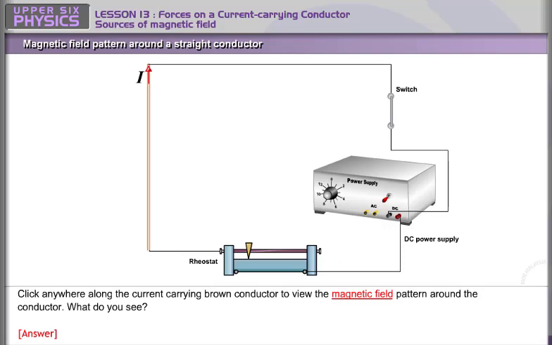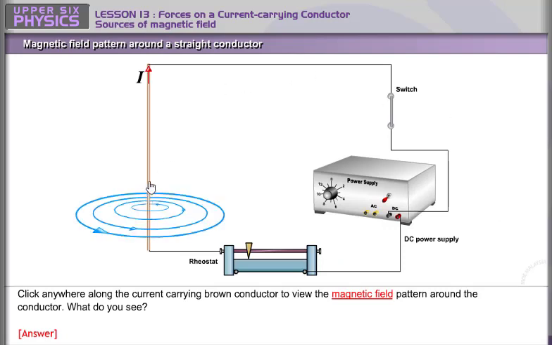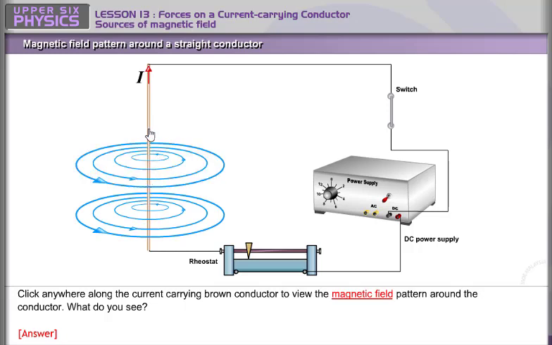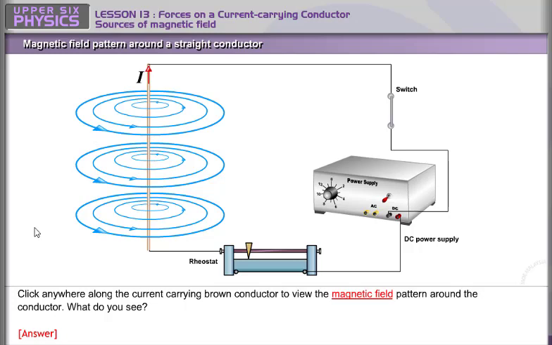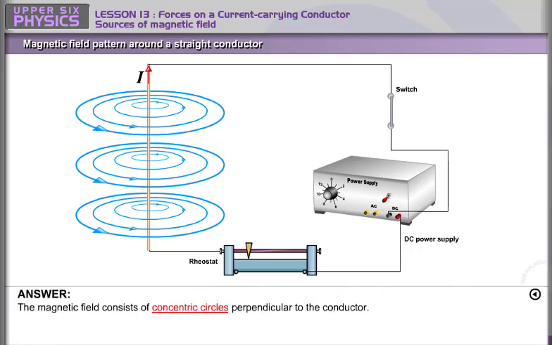Click anywhere along the current carrying brown conductor to view the magnetic field pattern around the conductor. What do you see? Answer. The magnetic field consists of concentric circles perpendicular to the conductor.